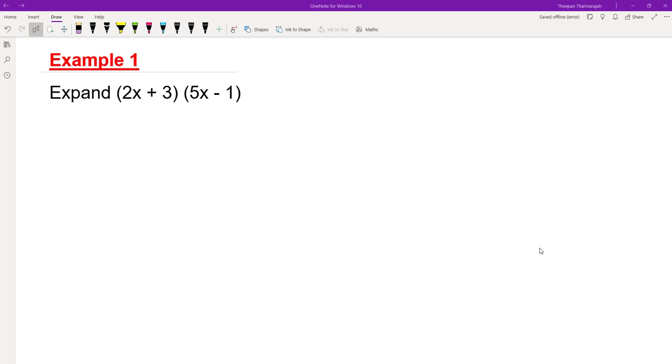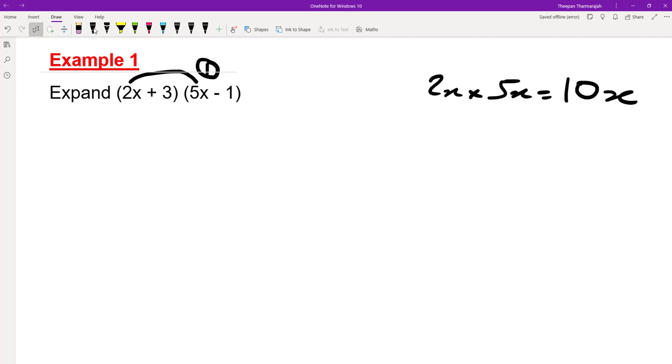In this video, we're going to look at expanding brackets when you've got a coefficient of x greater than 1. So what we're going to do is first of all multiply 2x times 5x. We're going to do that on the side here. 2x times 5x. Well, 2 times 5 is 10. X times x is x squared.